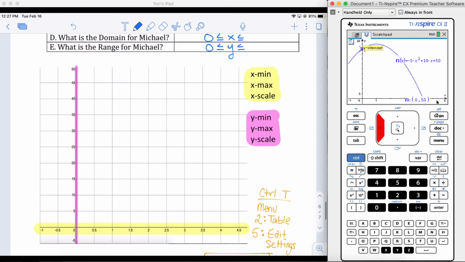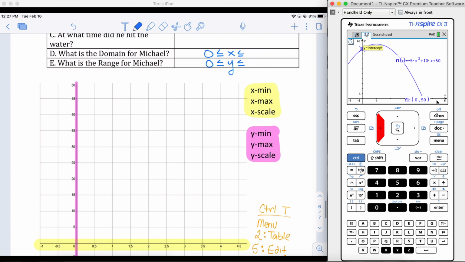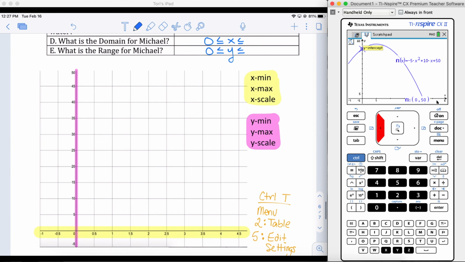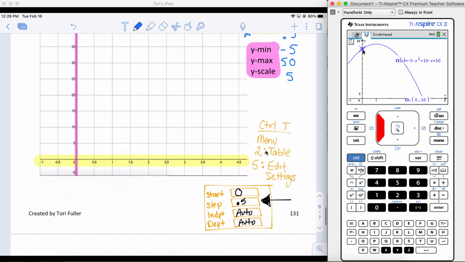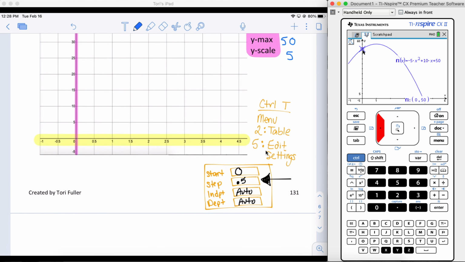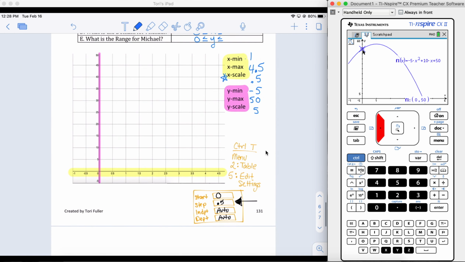I'm going to set up my pieces so far. So I'm labeling my domain 0 through the X's, 0 through the Y's. We're going to label our window. We're going from -1 to 4.5. Notice this one, guys. We are counting by 0.5s, okay? Y-min is still -5. Maximum is going up to 50, and I'm counting by 5 still, okay? All right. We are going to need to edit a couple things, so in order to make sure you know how to edit the table, will you pause the screen and copy this down?